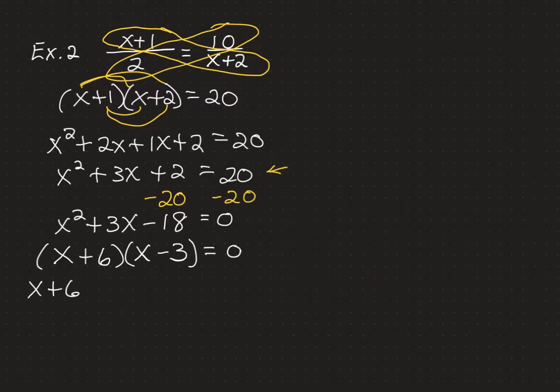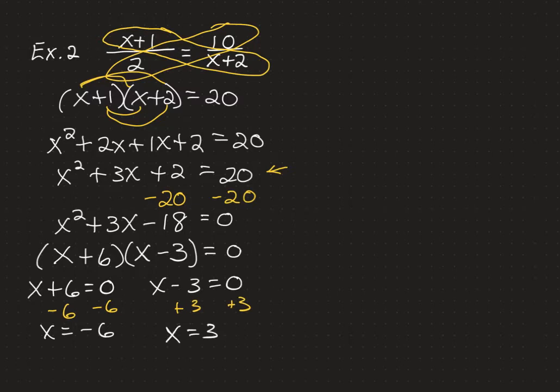x plus 6. If this is equal to 0, that entire expression is equal to 0. If x minus 3 is equal to 0, the entire expression is equal to 0. So let's solve each of these separately, subtracting 6 from both sides here, and adding 3 to both sides here.